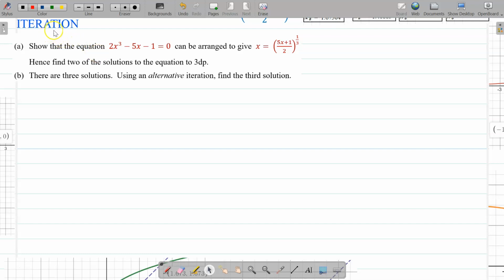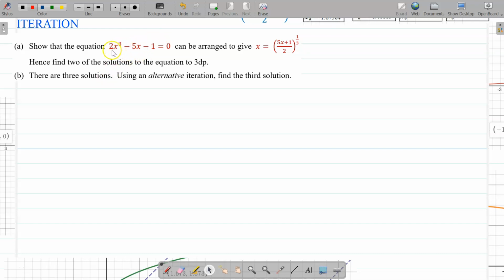So iteration is a process used to find solutions to equations which can't be solved easily by normal algebraic methods. So for example, this equation here, if this was a quadratic, we would solve it using the formula or completing the square or factorizing. But we can't really solve a cubic in that way. And we can find approximations to the solutions using iteration, but they are remarkably accurate. And this is how it works.